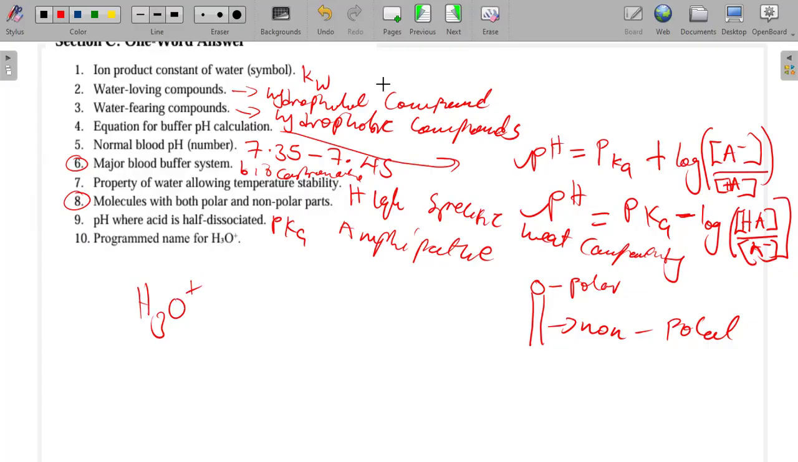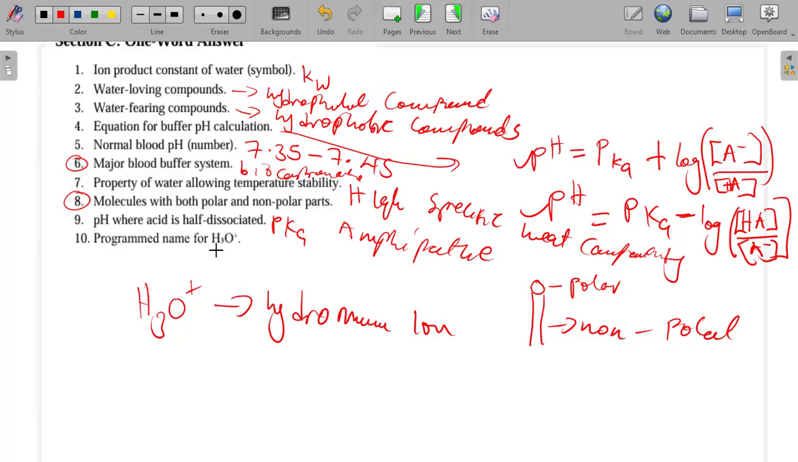H3O plus. That's hydronium ion. Okay, so now we need a programmed name for hydronium ion, right? So what's the programmed name for hydronium ion? So it has to be a hydronium ion, right? H3O plus, hydronium ion, isn't it?